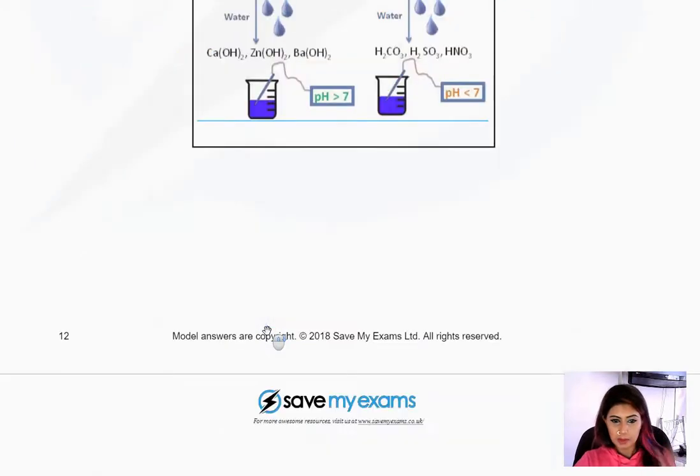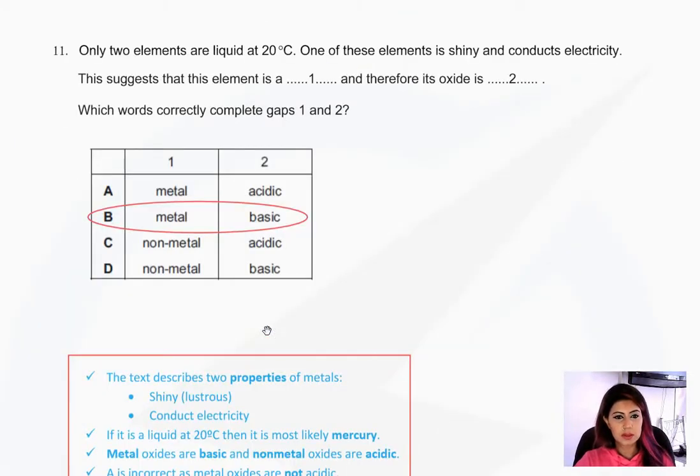Then 11. Only two elements are liquid at 20 degrees Celsius. One of these is shiny and conducts electricity. So I would say this is a metal. This suggests that this element is a metal, and when it is a metal, it will be basic oxide.